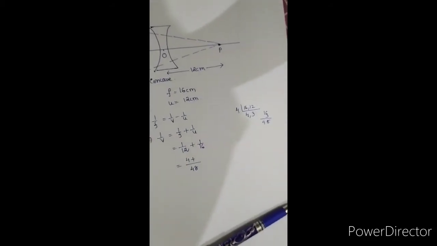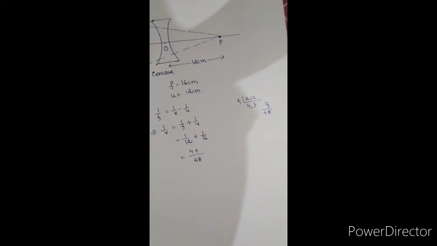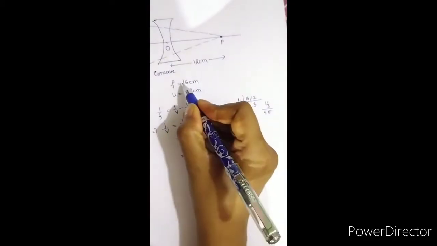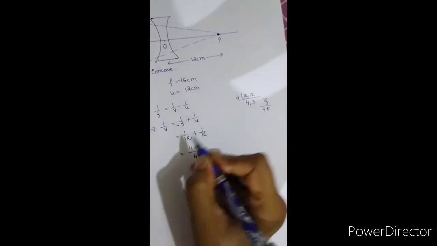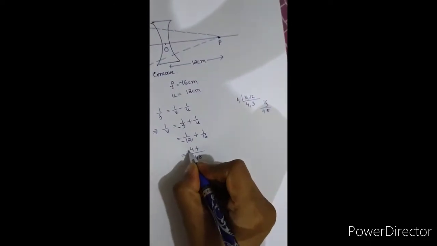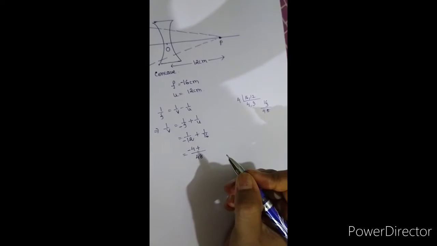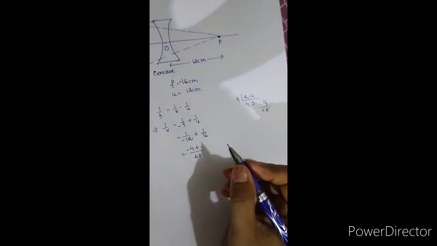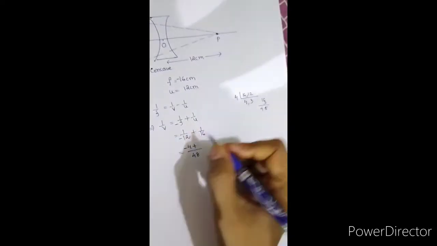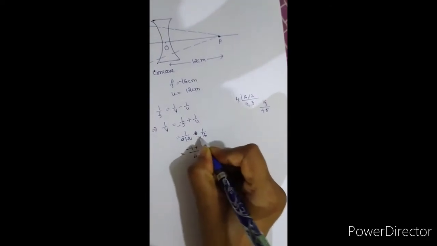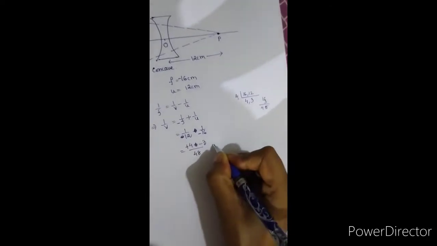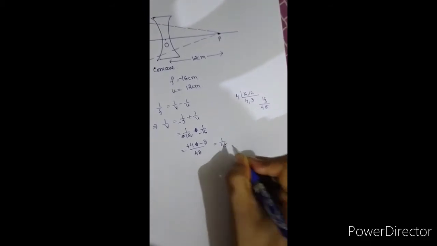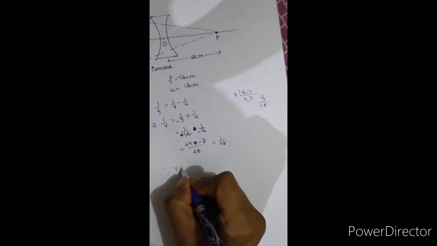So I can write from here. One more thing I forgot, I have made a mistake. This will be minus, because the focal length of a concave lens is minus. So 1 by f is minus 1 by 16, and 1 by u is plus 1 by 12. So I can write plus 4 minus 3. From here I will get 1 by 48. Therefore v will be equal to 48.